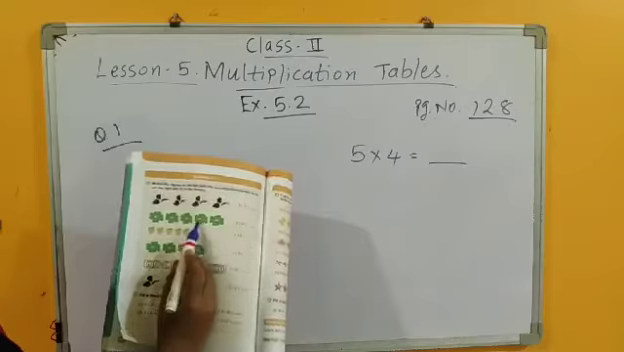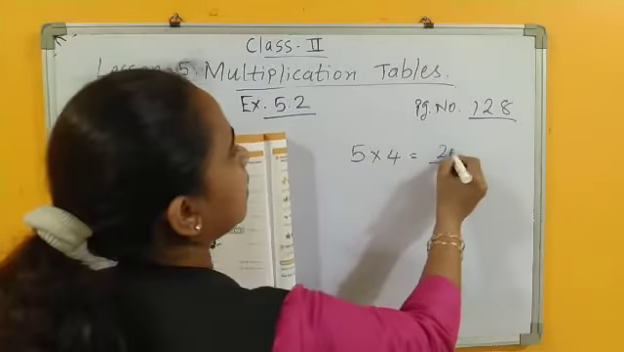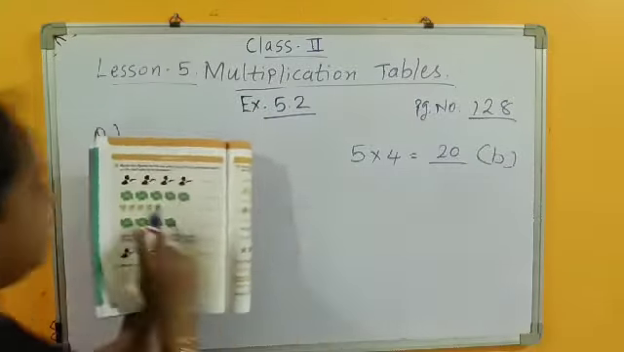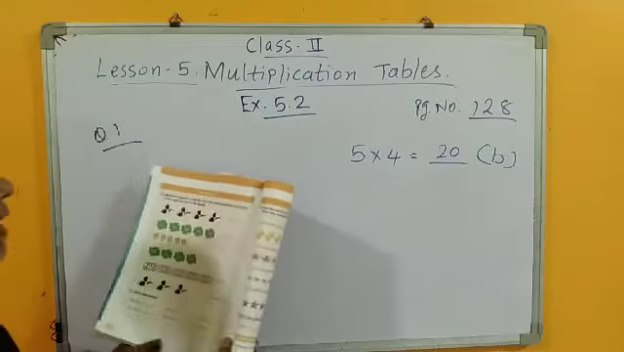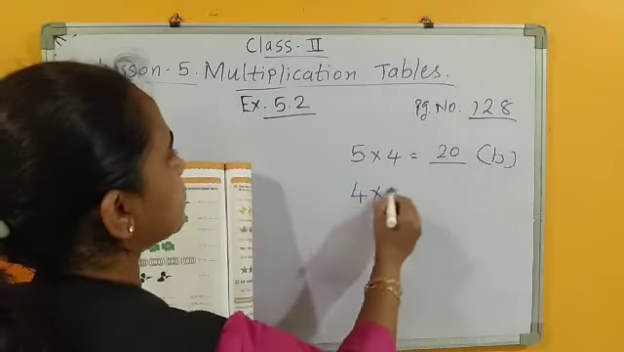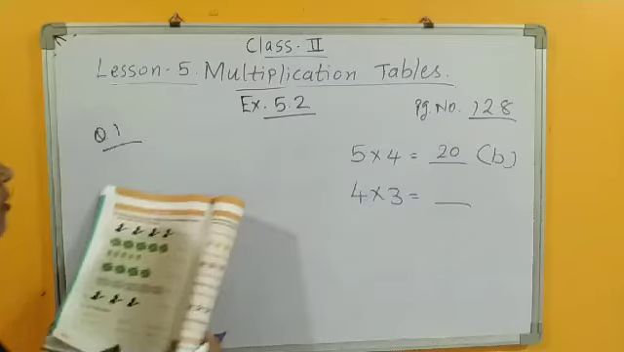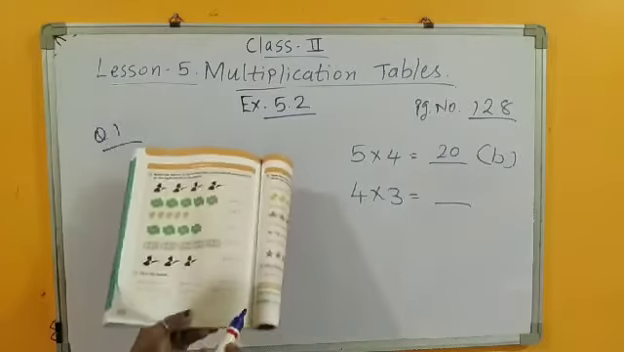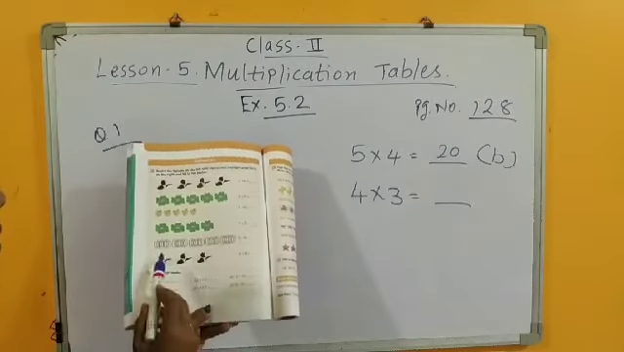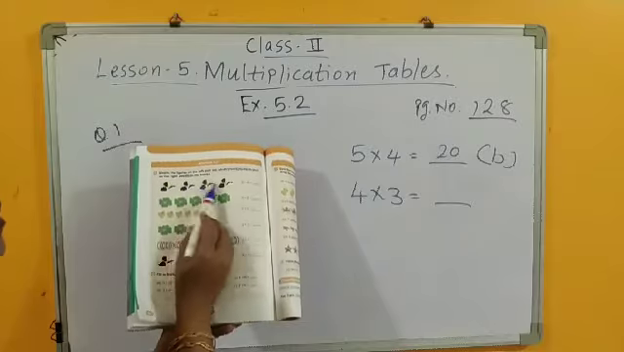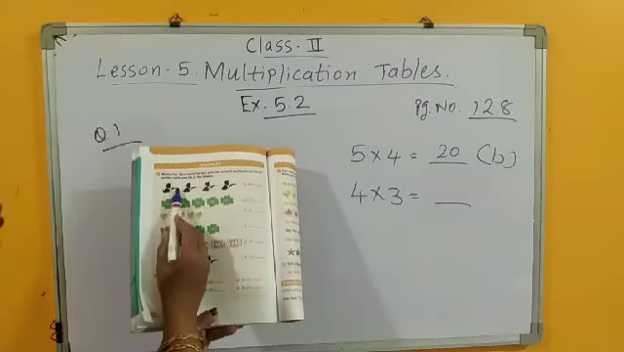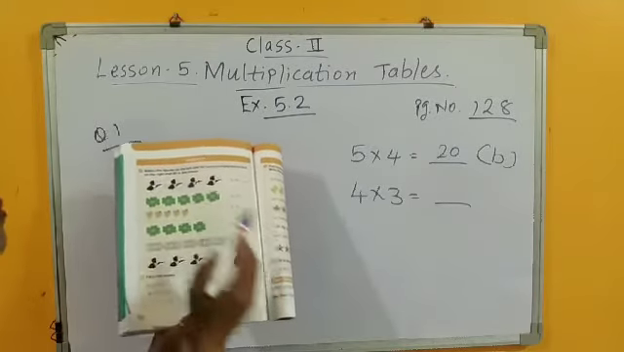So the second one is B. This will go with it. Now 4 threes are 4 groups, each group 3. So where are 4 groups here? 1, 2, 3, 4 groups, each group 3. 1, 2, 3, 1, 2, 3, 1, 2, 3. So this is A.